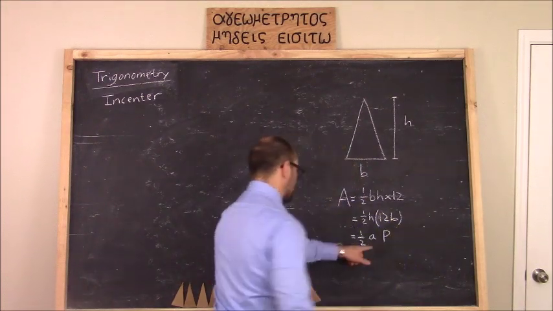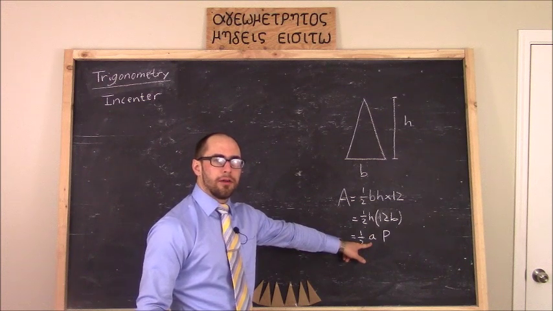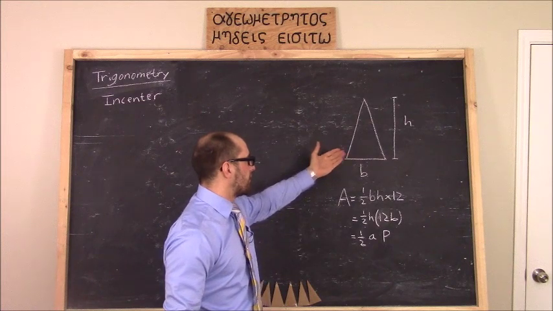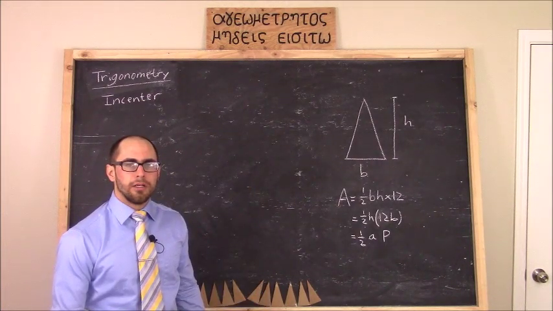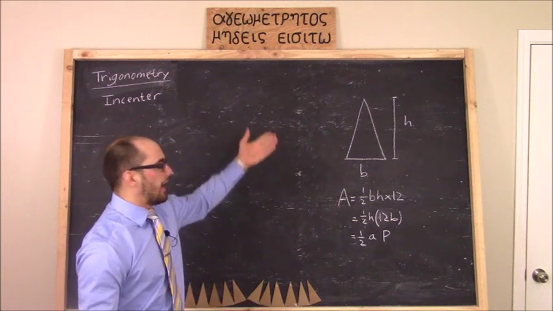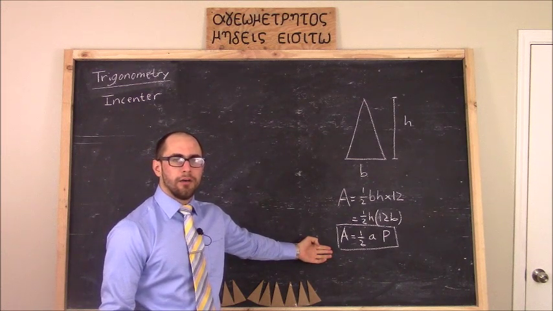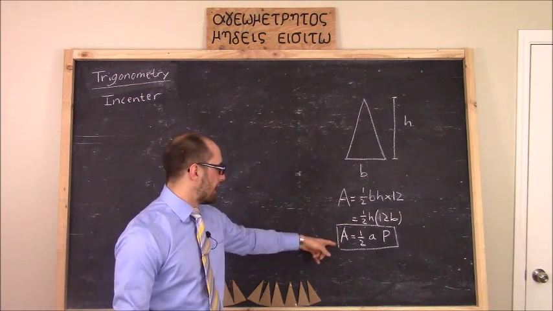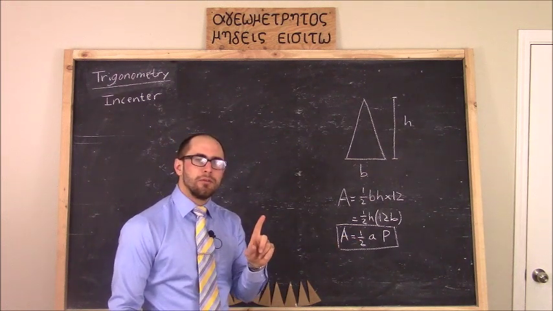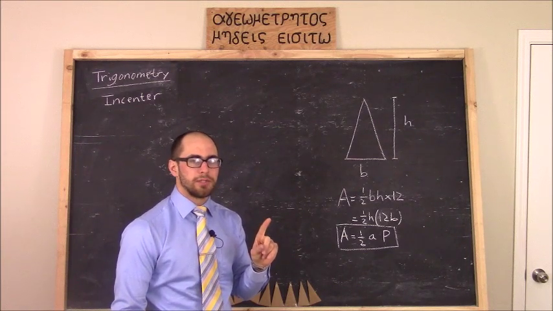Now I'm going to introduce this small letter a, called the apothem, which is the same as the height of this isosceles triangle. In the case of a regular polygon with an even number of sides, the apothem is effectively half the height of that polygon. So in summary, the area of a polygon is equal to 1/2 the apothem times the perimeter. Now be careful, this only applies to regular polygons, as we'll see in a moment with some counterexamples.